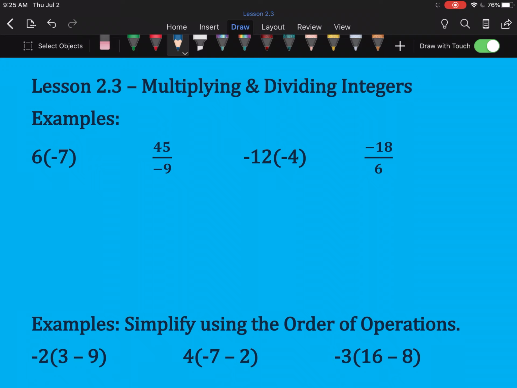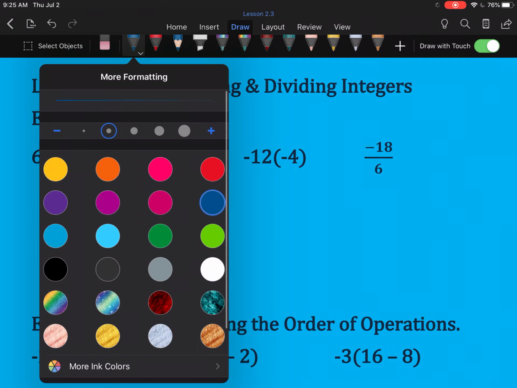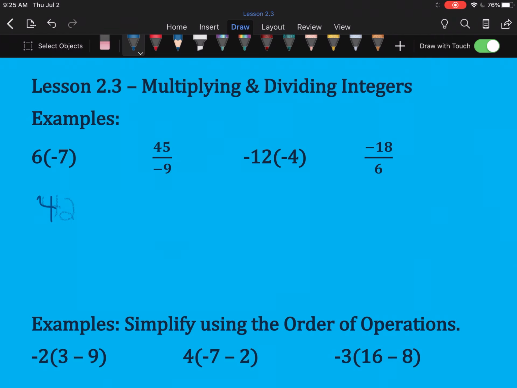So when I look at 6 times negative 7, I'm going to ignore any positives and negatives for a second. I'm just going to say 6 times 7 is 42. That's a little difficult to see. Let me change over to a pen. And let me erase that and write 42. There we go. We can see that better. Now I look at the signs. 6 is positive, 7 is negative. Those are different signs. Different signs give me a negative number when I multiply.